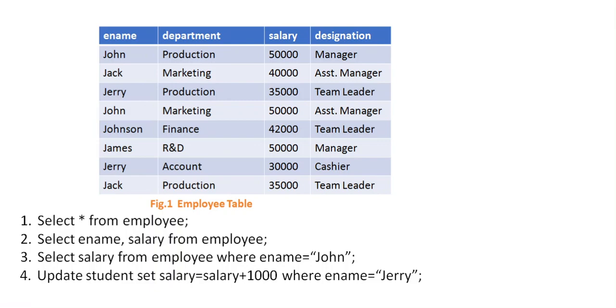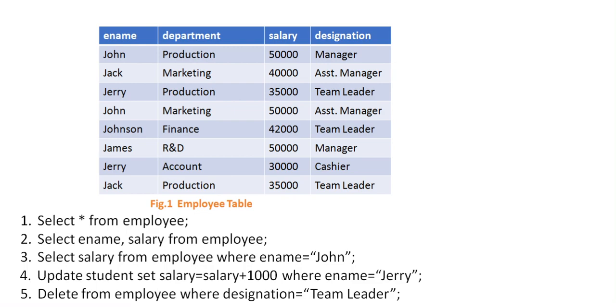Now I want to increase the salary of that Jerry who is working in account department. But if I execute this query, update employee set salary equals to salary plus 1000 where ename equals to Jerry, then it will unnecessarily increase the salaries of all employees with name Jerry. But we want to increase the salary for only that Jerry who is working in account department. So if you execute this query with name Jerry, then there will be an error, there will be an inconsistency in your table. Means here again by using name we cannot identify the exact person.